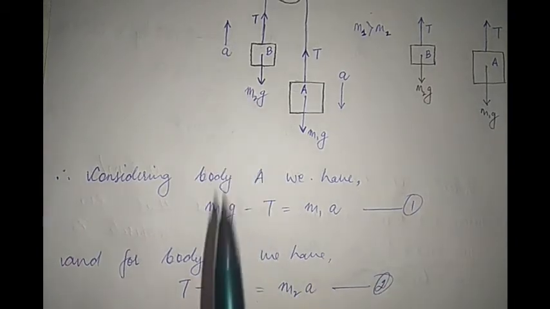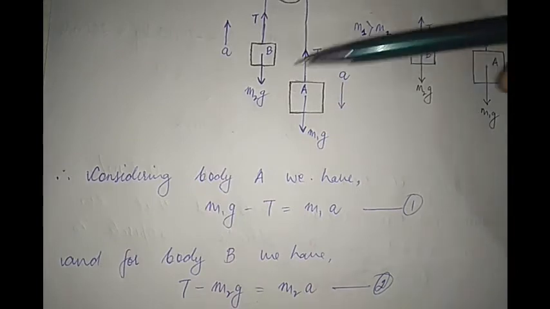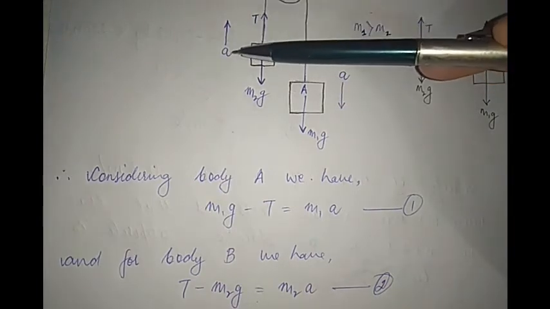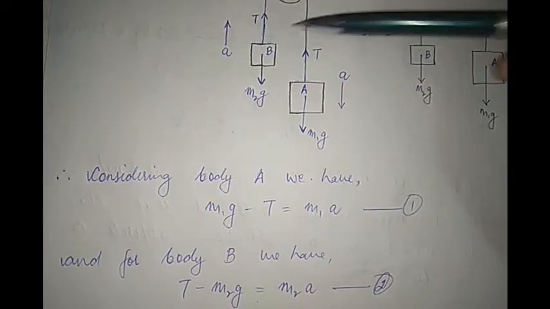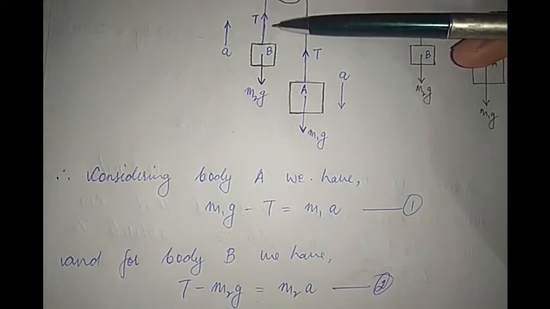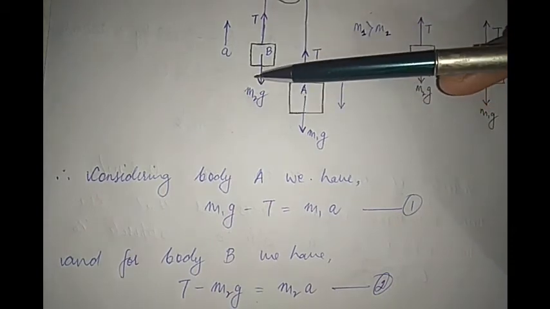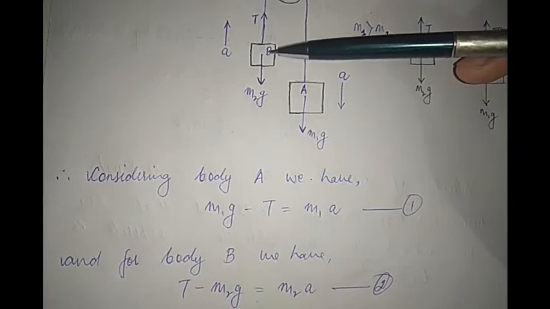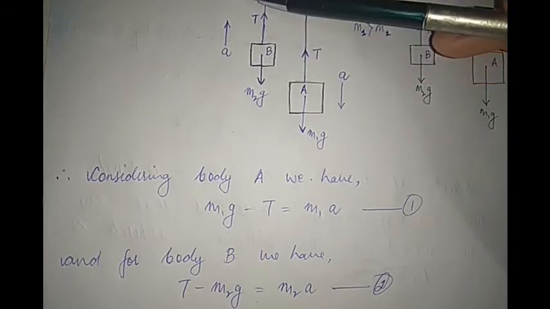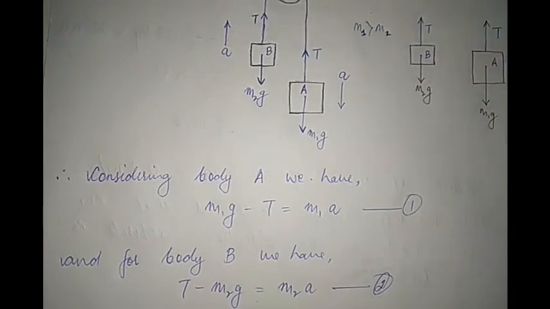Likewise, considering the movement of body B, since it is moving with an acceleration a in the upward direction, the tension acting on it should be greater than its weight. So therefore the net force on body B is acting in the upward direction. Thereby we have T minus m2g, the net force acting in the upward direction, is equal to m2a.